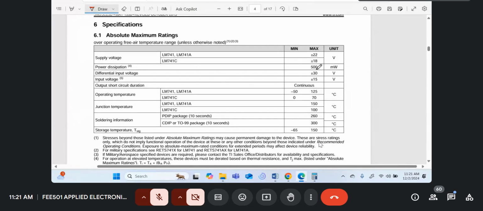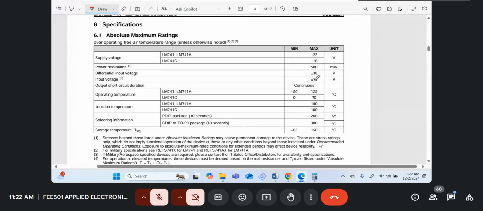Then the maximum dissipation of this circuit is 500 milliwatts. So that's the maximum you can dissipate. So power going into the op-amp, voltage times the current going into the op-amp, should not exceed 500 milliwatts.